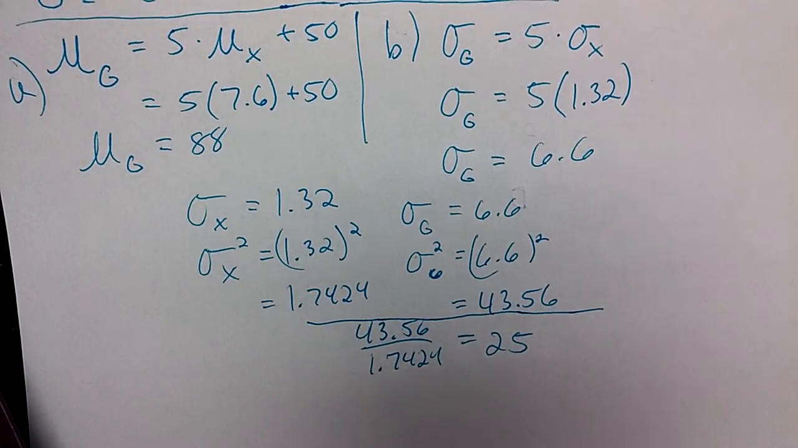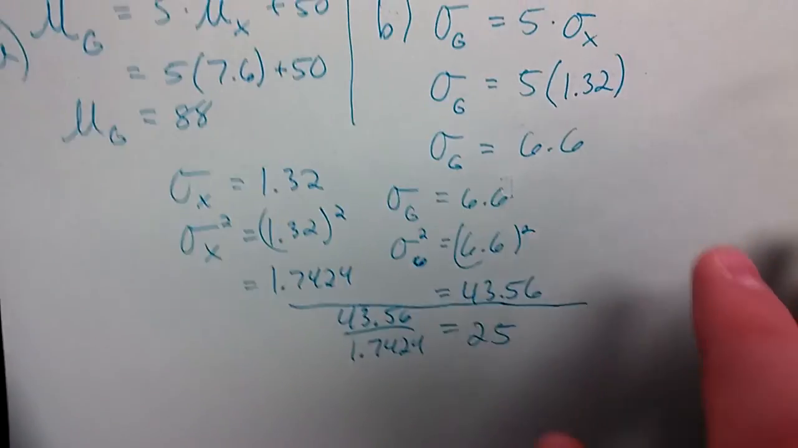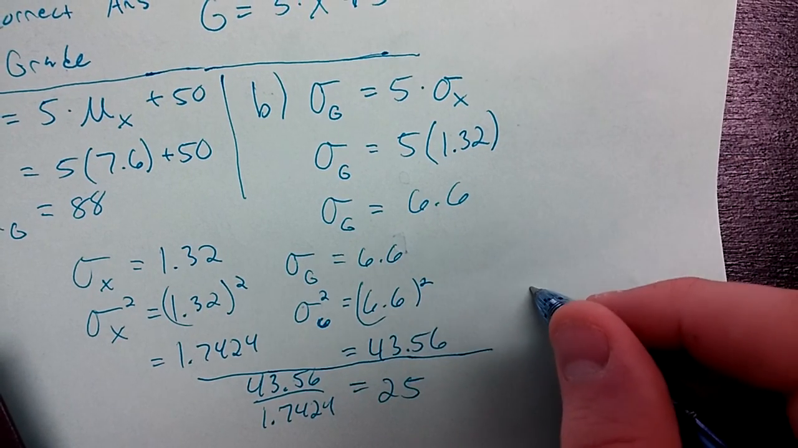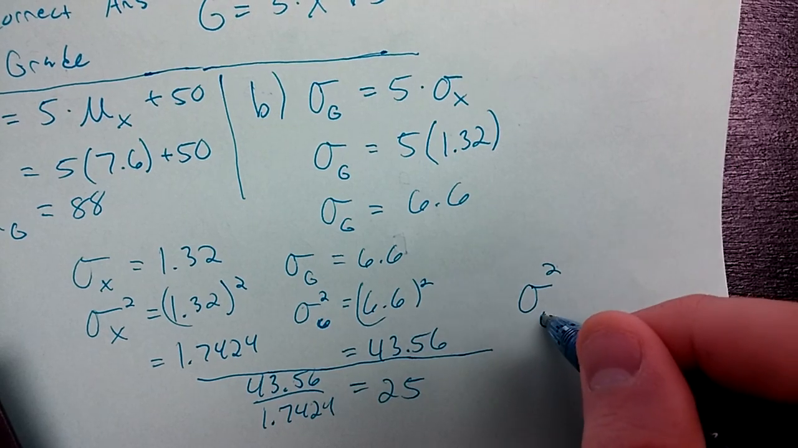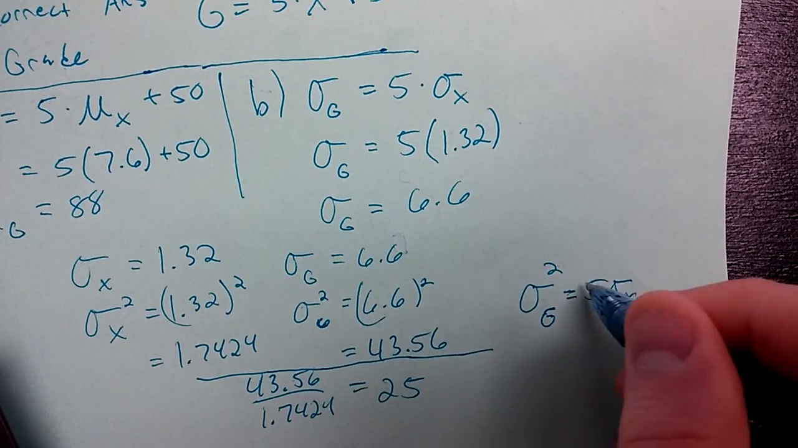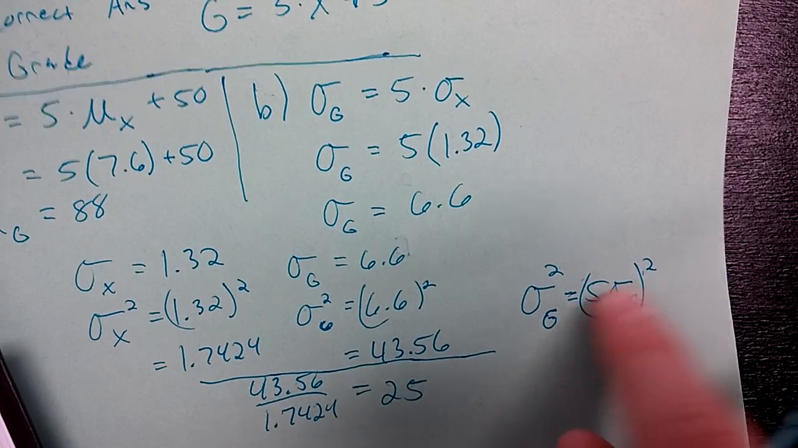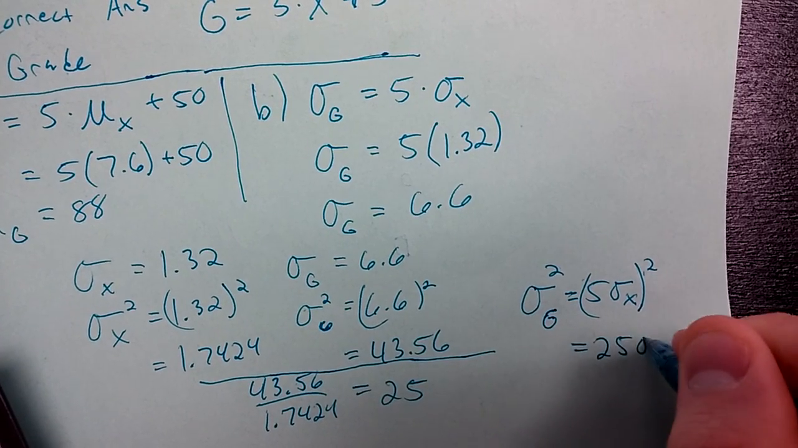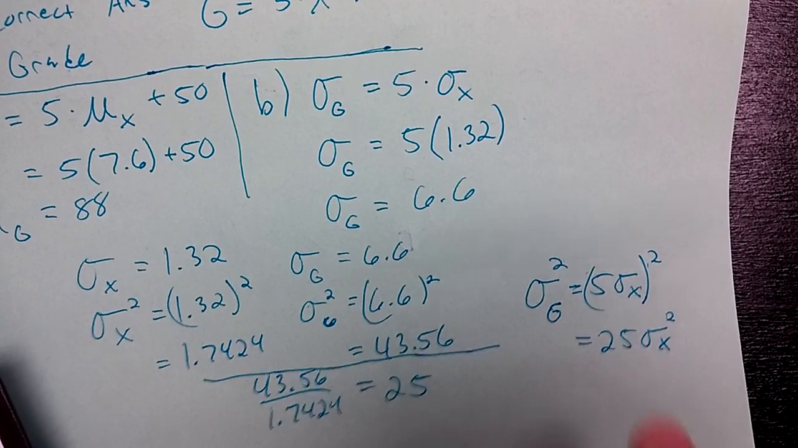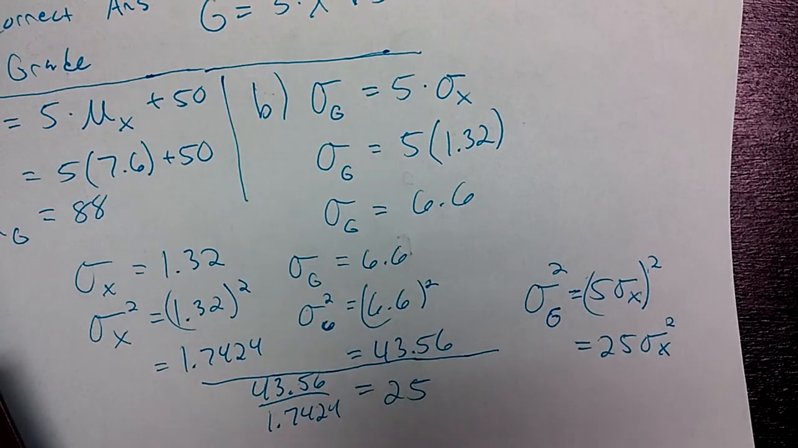But here's the situation. If you want to increase your standard deviation by a factor of 5, you actually increase the variance by a factor of 25. So this is your sigma G squared. That's going to be equal to 5 times your sigma X, squared. And when you square your old standard deviation, you actually square the 5 as well. And this turns into 25 sigma X squared, because 5 squared is 25. So standard deviation, a factor of 5, but the variance, because it's the square of the standard deviation, is a factor of 25.